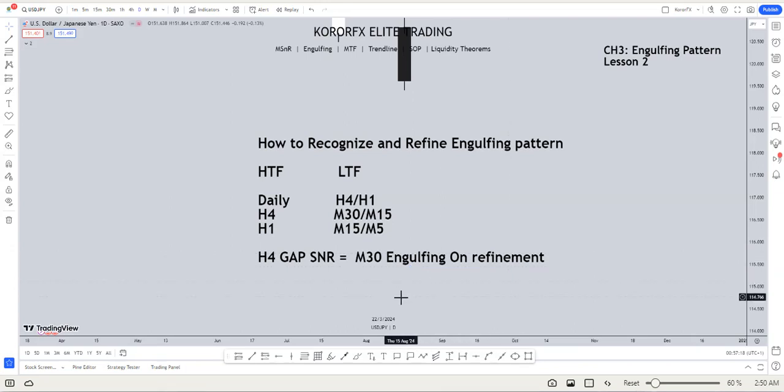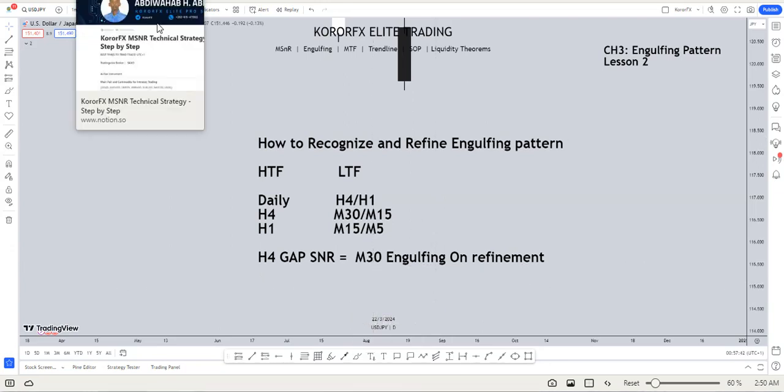There's some information that I also want to teach you. When we get a gap SNR, like the 4 hour gap SNR, the refinement it gives is a 30-minute engulfing. Whenever we get an H4 gap, we get a 30-minute engulfing. So you have to bear in mind, this is also very important.